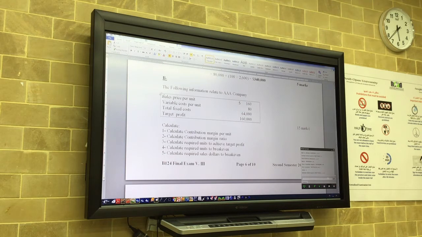So here he asks you to find the contribution margin. Contribution margin means price minus variable cost. So how much is the price? 160. Price minus variable cost means contribution margin: 160 minus 80. So the contribution margin will be 80.